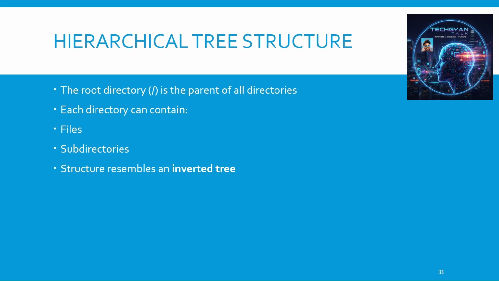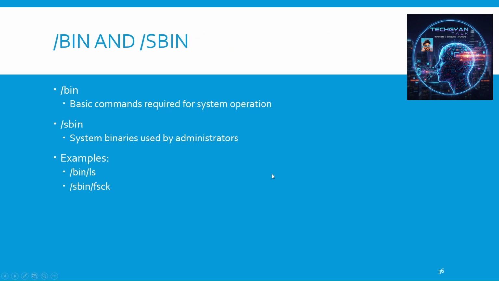Hierarchical tree structure: the root directory slash is the parent of all directories. Each directory can contain files and subdirectories. The structure resembles an inverted tree.